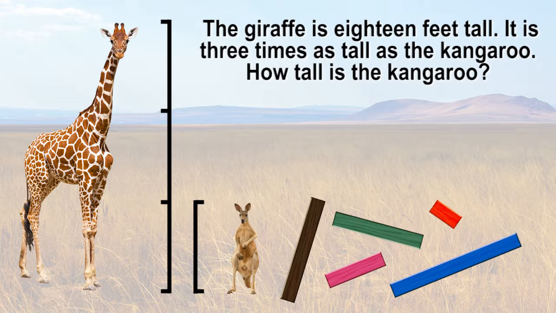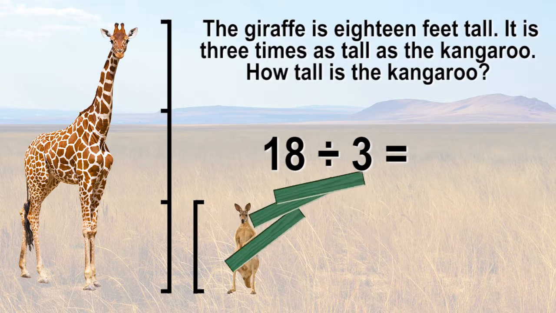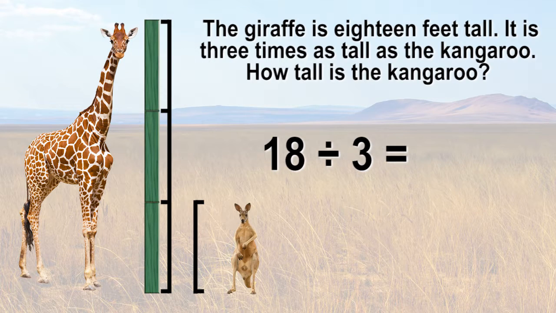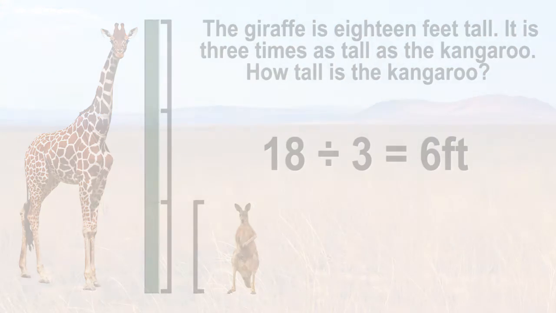We can use division to solve this problem. We know that if we divided 18 by 3, we can find the answer to our problem. In this problem, we discover that 3 of the 6 unit rods would make the total of 18. So the kangaroo is 6 feet tall. After working with Cuisenaire rods, students were moved to drawing bar models. Let's look at another problem and work it out with the bar model.